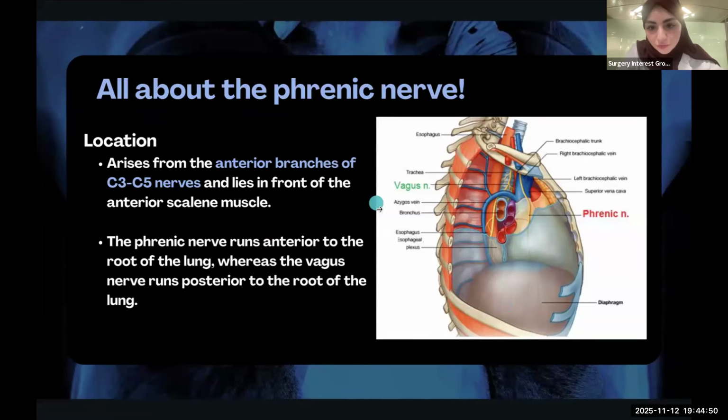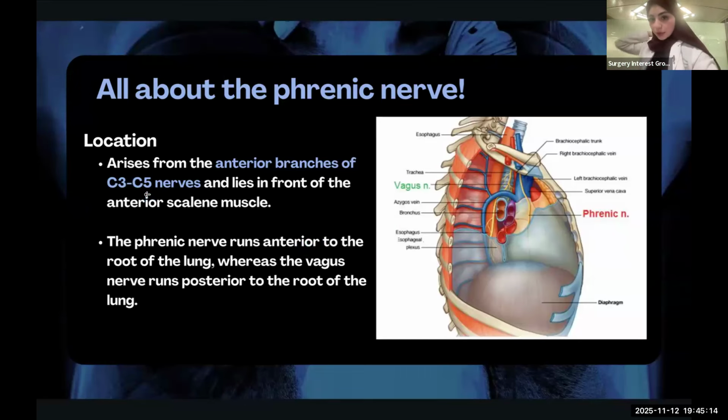So now for the phrenic nerve. The phrenic nerve is very important when it comes to the lungs, and it is a mixed nerve. This is important to know. What does this mean? This means that it will have motor innervation and sensory innervation. Now, first of all, we're going to orient ourselves with where this phrenic nerve is. So first of all, it's going to arise from level C3 to C5.